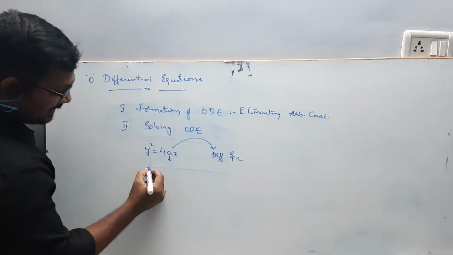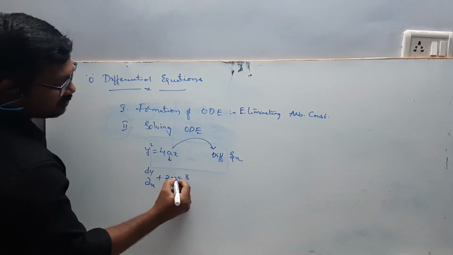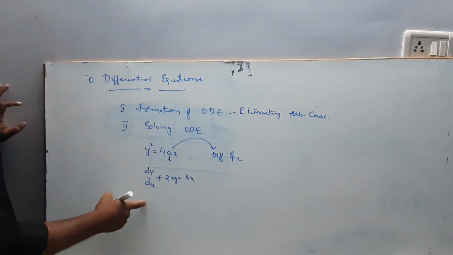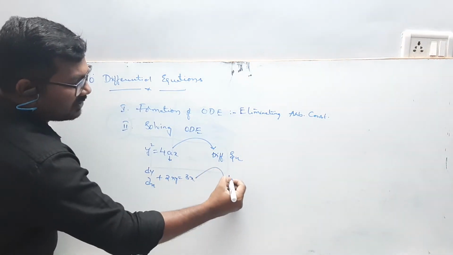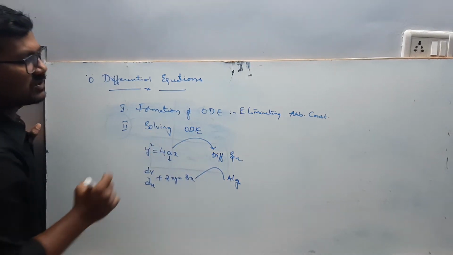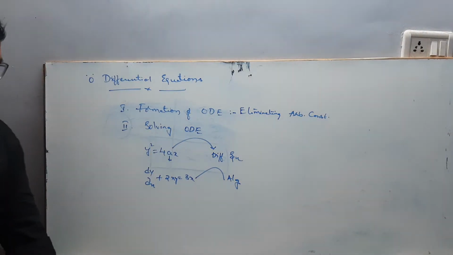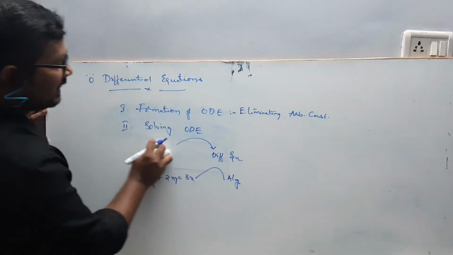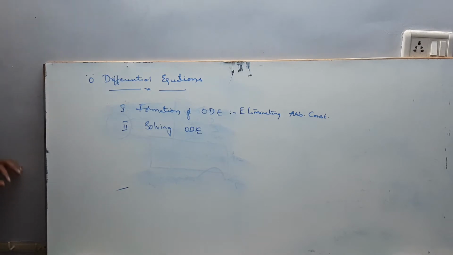The second thing, they'll give the equation dy by dx plus 2xy is equal to 3x. It's a differential equation, and we have to convert it into the algebraic equation. That is called solving an ordinary differential equation. There are two things in the chapter, and here we are discussing solving of ordinary differential equations.